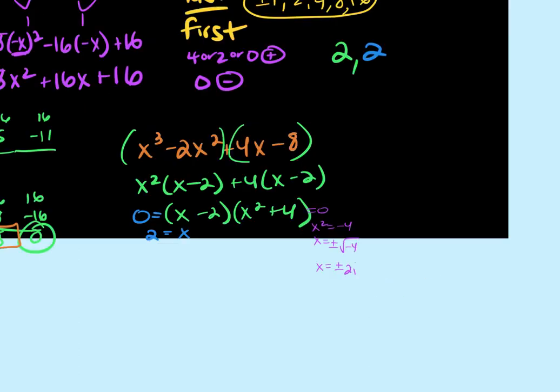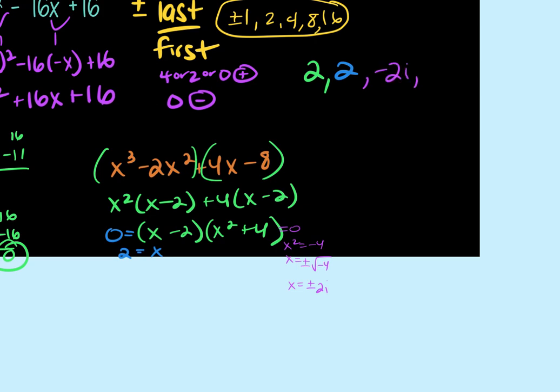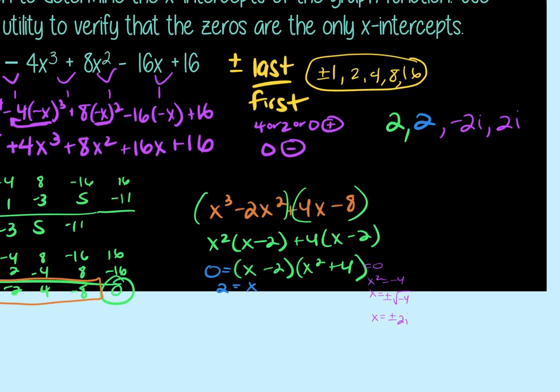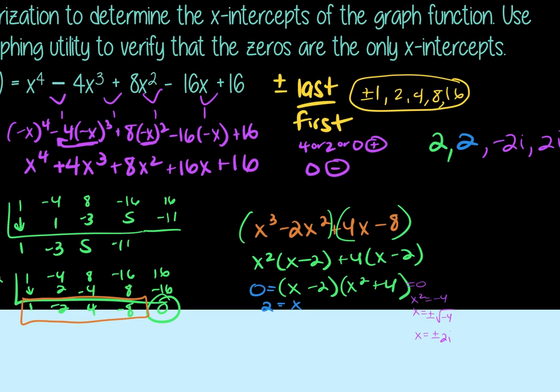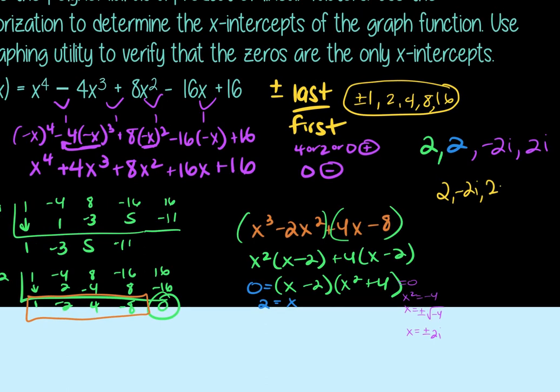Can I discuss that with you tomorrow? Sure. But do those count? They do. So if you give me the list, you really only need it once: 2, -2i, and positive 2i. But if you give me linear factors, all 4 of them have to be there.